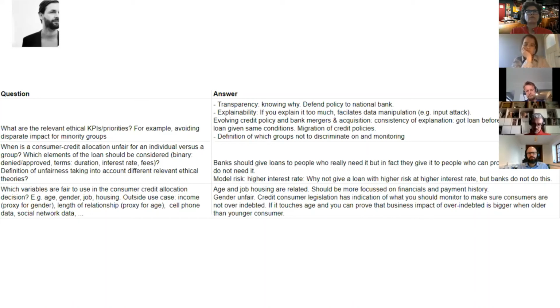Next question then. So when is a consumer credit allocation deemed unfair with regard to an individual or a certain group? Well, I found a very interesting statement by Koen, and I just noted it down as is. The following: banks should actually give loans to people who really need it, but in fact, they give it to people who can prove best that they do not need it.